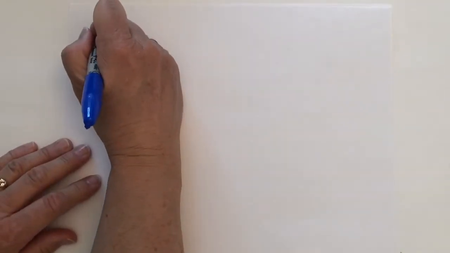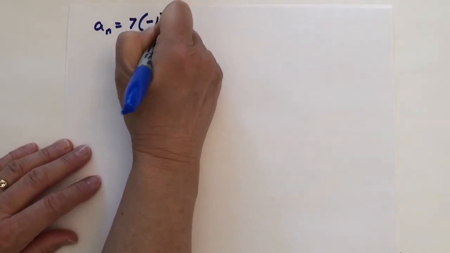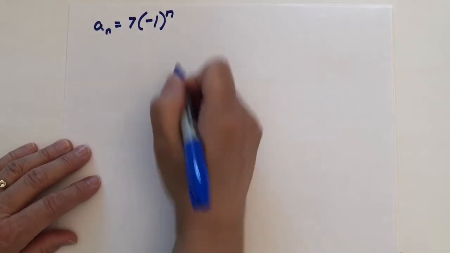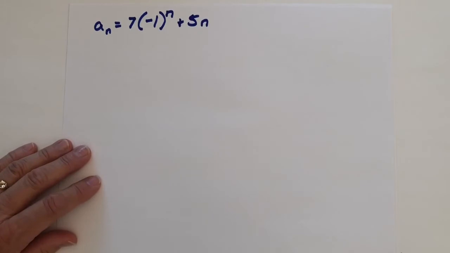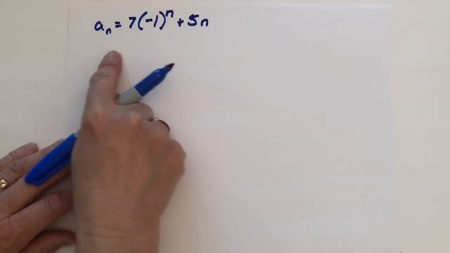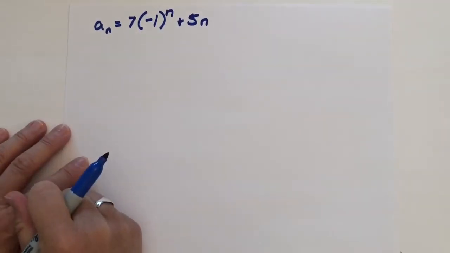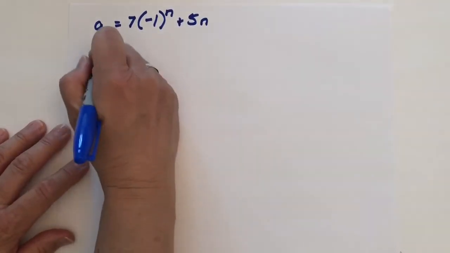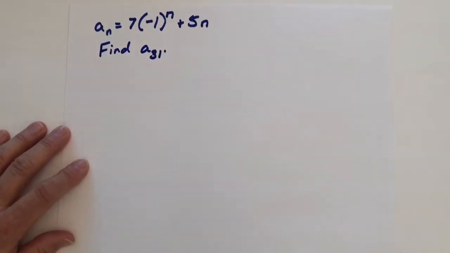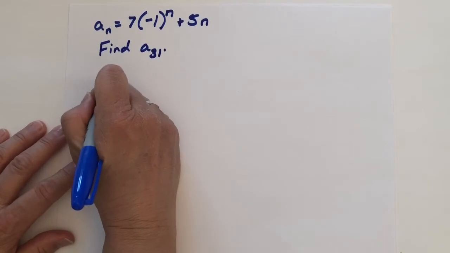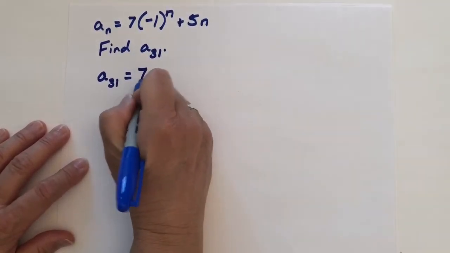Let's let a sub n equal 7 times negative 1 to the nth power plus 5 times n. And note, we can find any term of this sequence just by substituting in a value. Let's just find the 31st term. So that means n is 31. We substitute in a 31 everywhere we see an n.